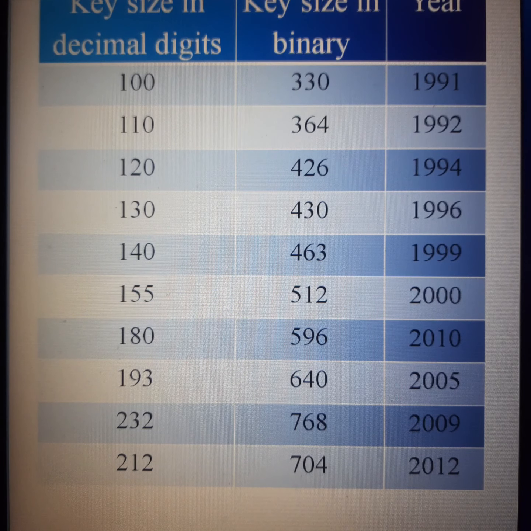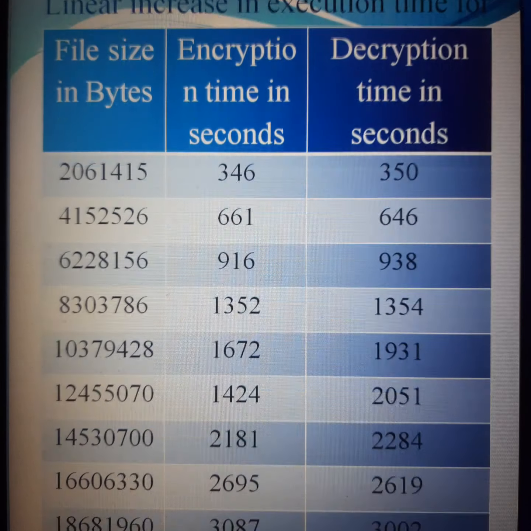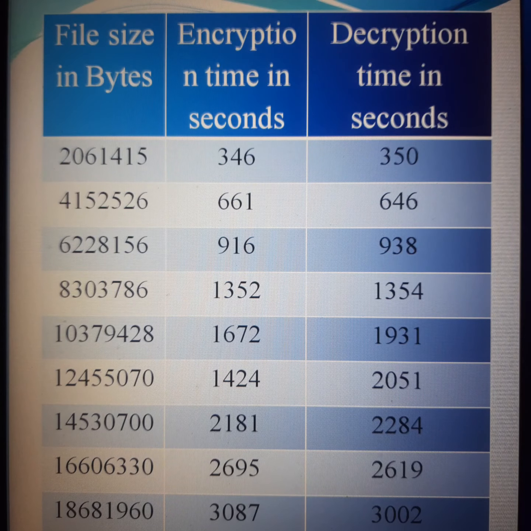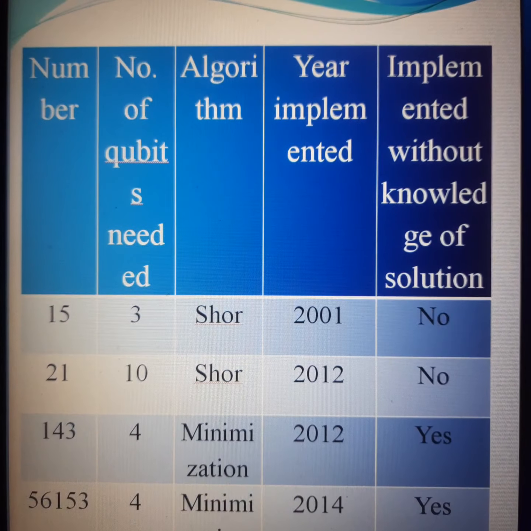And key size in decimal digits, as you can see, in the year 1991 the key size in decimal digits was 100 and the key size in binary was 330. On the other hand, in the year 2012, it increased to a key size of 212 in decimal digits and the key size in binary increased to 704. And these were some of the experiments which were done using RSA for encryption.